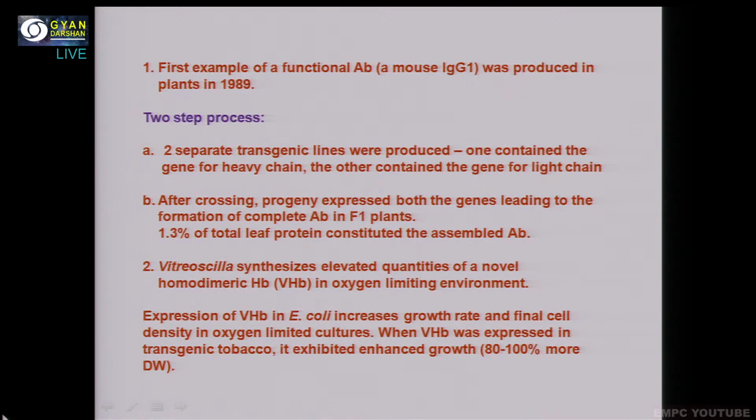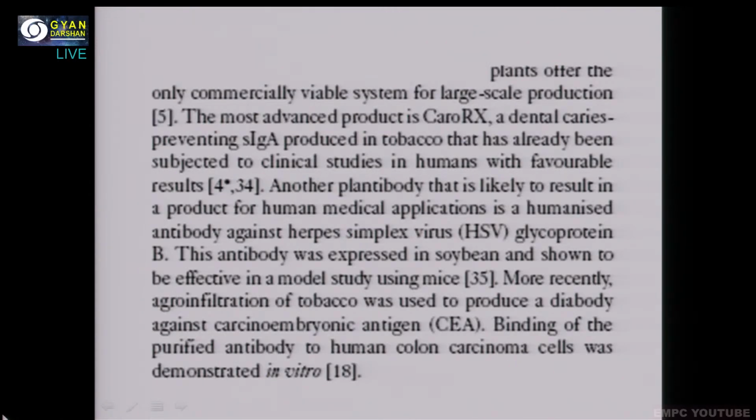Okay, so some of the examples are also given here, like CaroRx. This is the advanced product, and it is a dental caries preventing immunoglobulin molecule which has been produced in tobacco, and this has already undergone clinical trials in humans, and people have found that it is giving desirable results. But mind that this CaroRx product has been generated in plants, but it is an antibody. So you are getting functional antibodies in plant system.